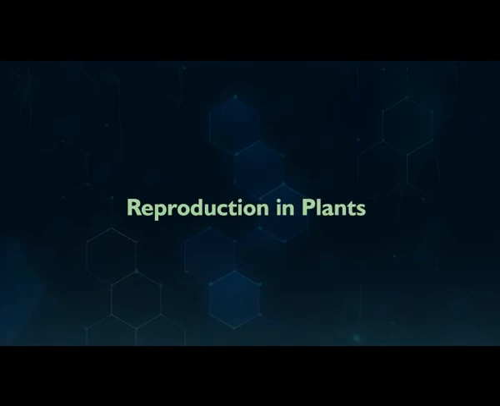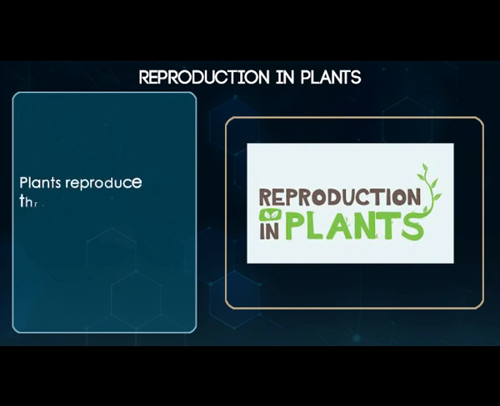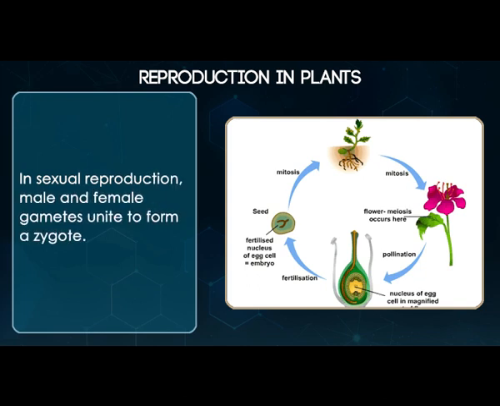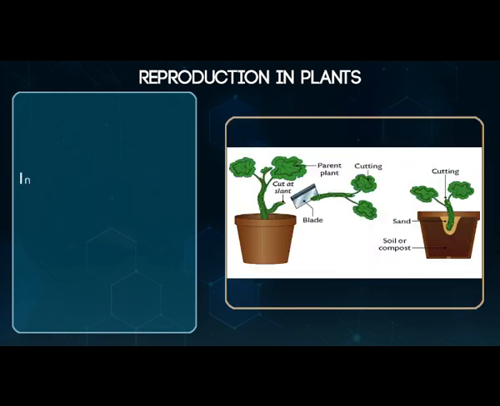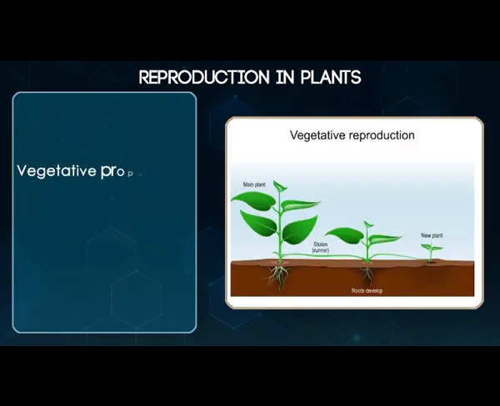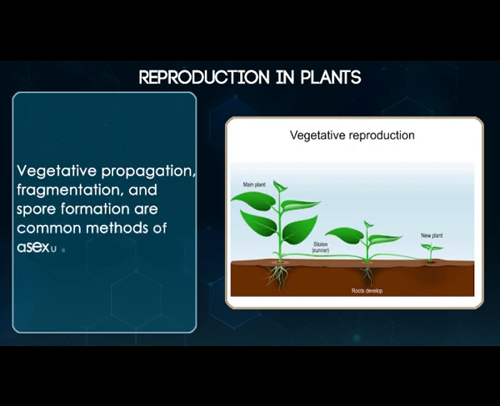Reproduction in plants. Plants reproduce through two methods, sexual and asexual. In sexual reproduction, male and female gametes unite to form a zygote. In asexual reproduction, new individuals are produced from a single parent plant. Vegetative propagation, fragmentation, and spore formation are common methods of asexual reproduction in plants.